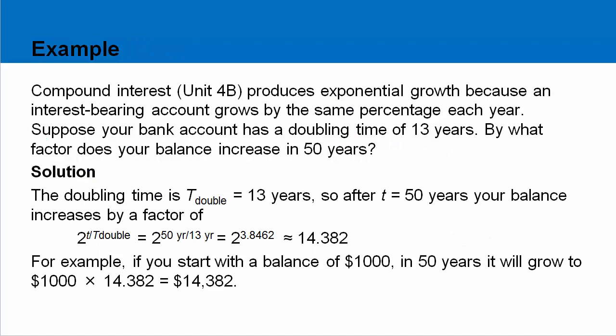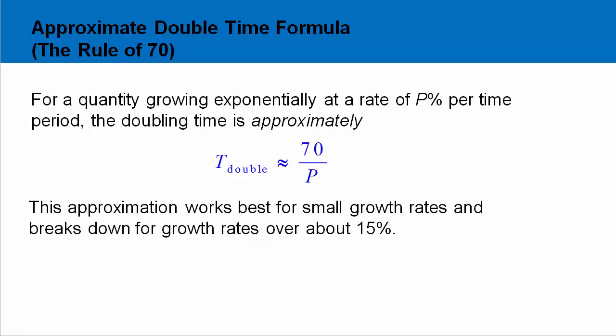So we know that some bank account takes 13 years to double. So what factor does it increase in 50 years? Well, if we just plug everything into the formula, it's just 2 to the 50 over 13, which is roughly 2 to the 3.8, and so on. And when you put that in your calculator, it's about 14.382. So if you started off with $1,000 in this account, in 50 years it would be multiplied by 14.382, and you would have $14,382. That's all this whole factor thing means.